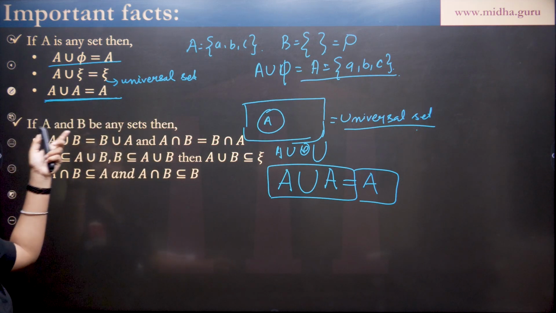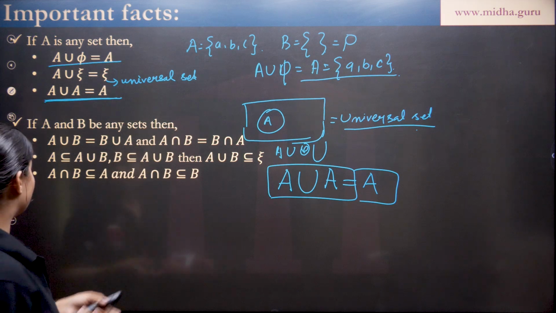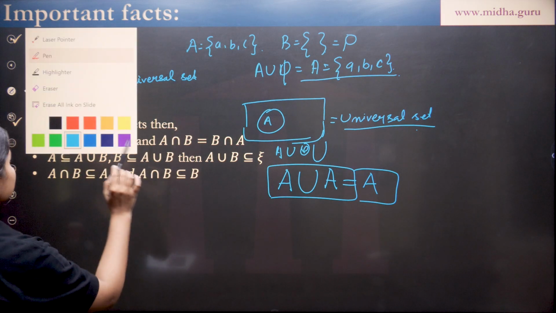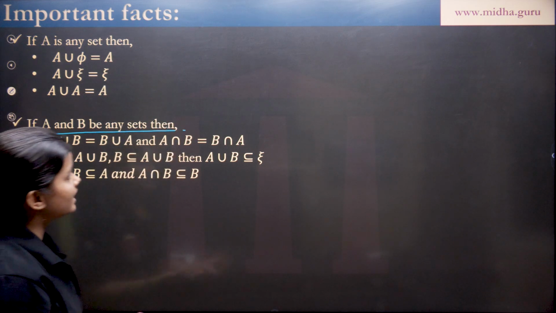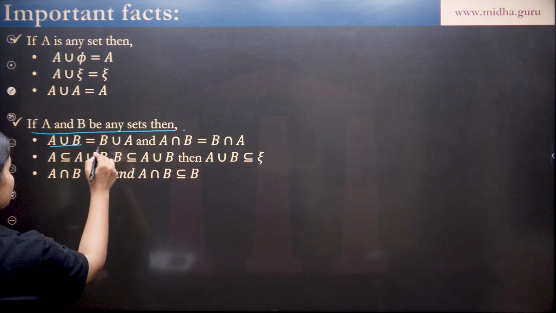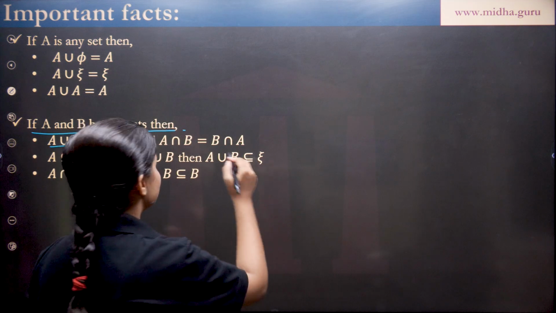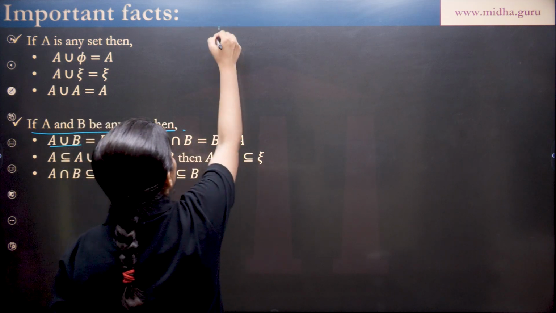Next is, if A and B are any two sets, then A union B is equal to B union A. Let's first erase these things. Let's understand this with the help of an example.